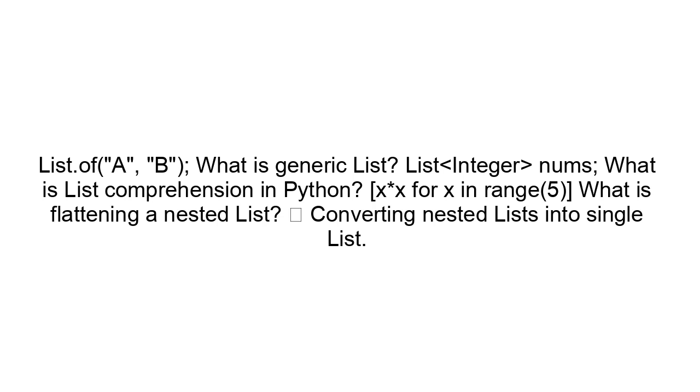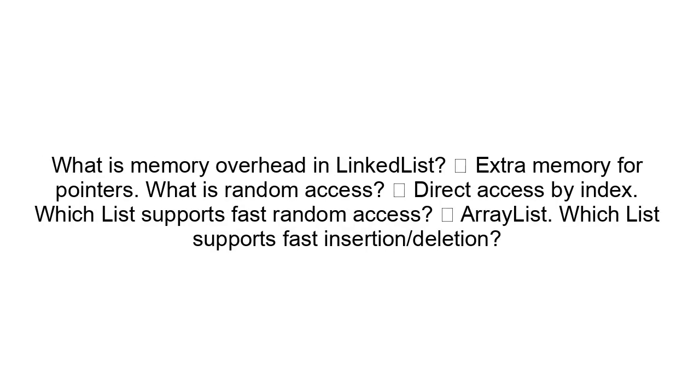What is a generic list? List<Integer> nums. What is list comprehension in Python? [x for x in range(5)]. What is flattening a nested list? Converting nested lists into a single list. What is memory overhead in a linked list? Extra memory for pointers. What is random access? Direct access by index. Which list supports fast random access? ArrayList. Which list supports fast insertion and deletion? LinkedList.